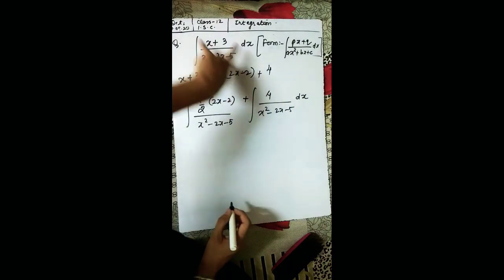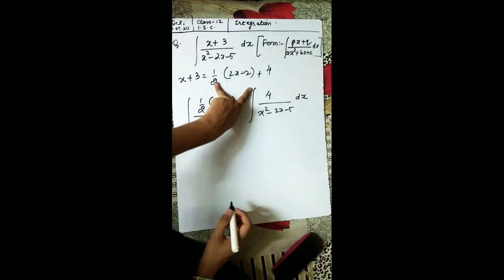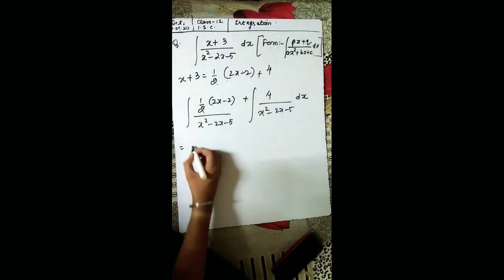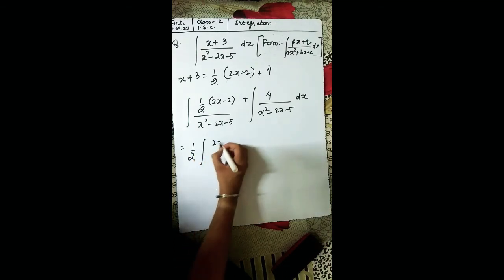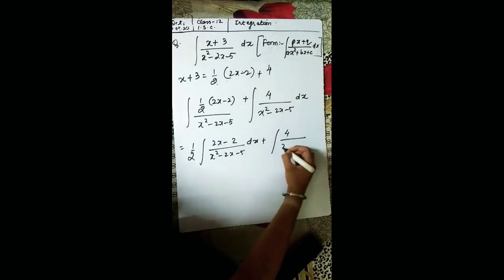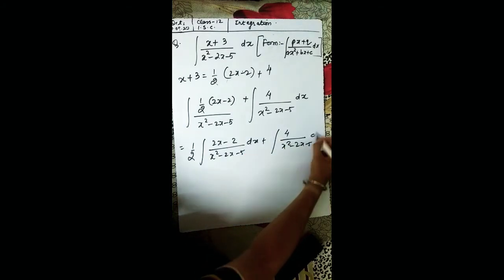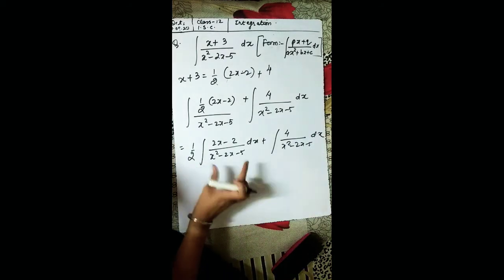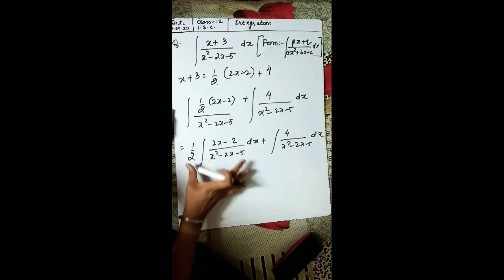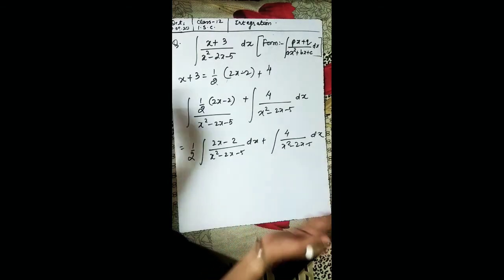Okay. Substituted the value of x plus 3 as this one and separating also. So this is nothing but 1 upon 2 integration of 2x minus 2 upon x square minus 2x minus 6. Now you know how to integrate these things. Here you only need to take this is equal to t. So let us solve the first one, then we'll integrate the other and combine them.